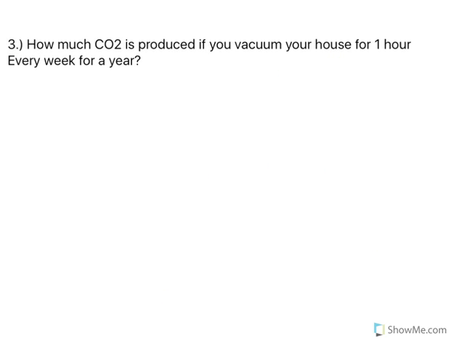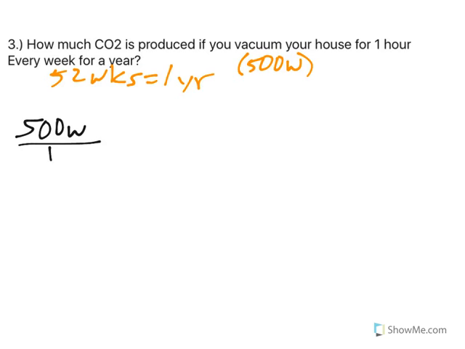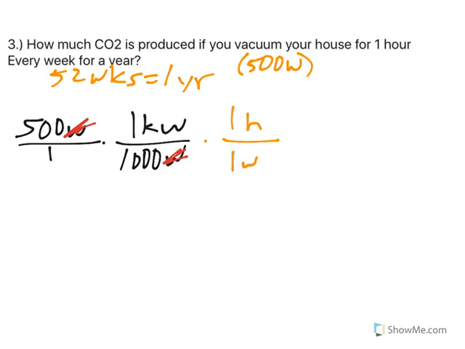Number 3, how much CO2 is produced if you vacuum your house for 1 hour a week for a year? Okay, so vacuuming is 500 watts, and there are 52 weeks in a year. Okay, so I start with 500 watts. I change watts to kilowatts by dividing by 1000. So watts goes away. How many hours? Well, 1 hour per week for 52 weeks, right? Because we're doing this for a full year. So 52 total hours you're vacuuming.